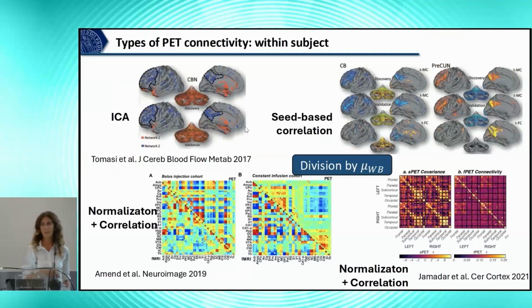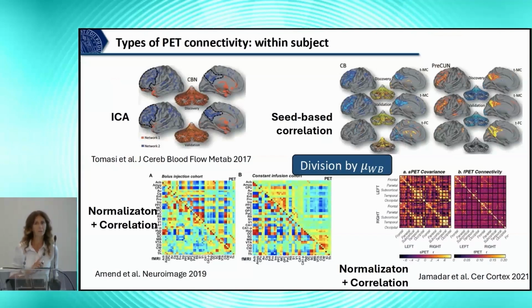And there are, at this moment, 3 methods. One was used by Tomasi, which was ICA based. The second one is a seed-based correlation. The last one is, of course, also a correlation, but with normalization.